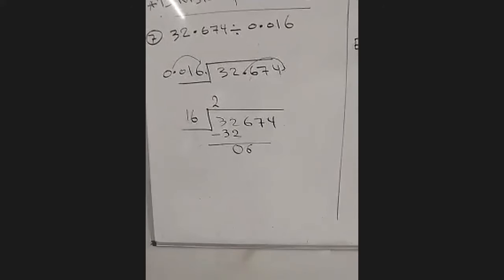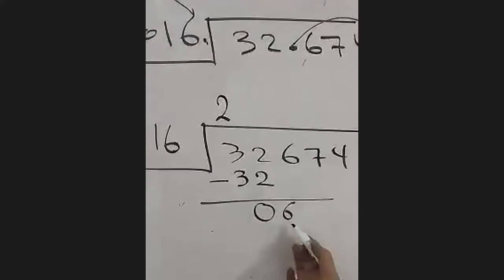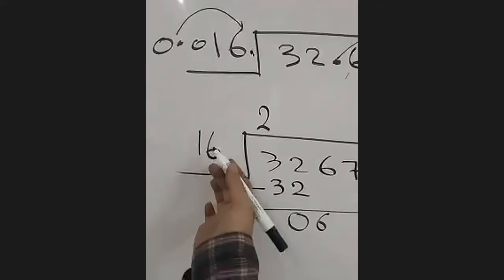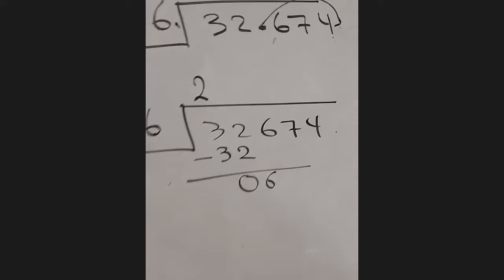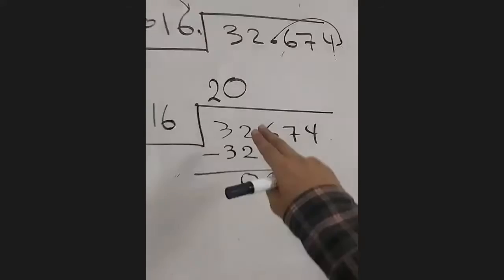Who's talking? Yusuf. Yes, what do we do, Yusuf? I brought the 6 down. The 6 is less than 16, so I put zero in the quotient. Now we bring the 7 down.